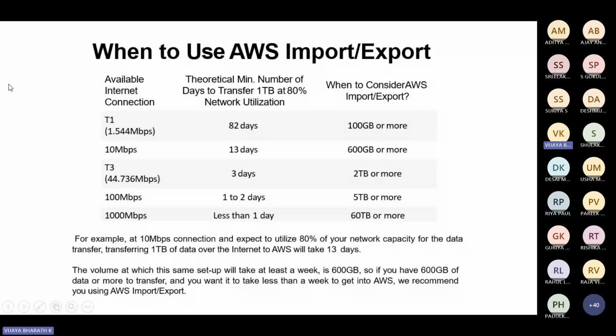Now you can see the difference, the use of AWS import and export versus the speed of internet connection it provides you, like the communication lines T1, T3: 10 Mbps, 100 Mbps and 1000 Mbps for T3. So the theoretical minimum number of days to transfer 1 TB at 80% of network utilization. You can see the days over here. Those are theoretical values.